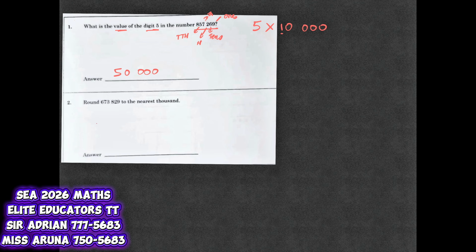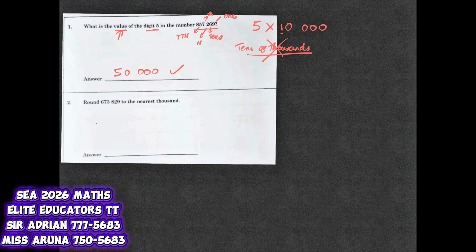So some students might have put tens of thousands. And the reason being is that they mixed up the word value with place value. So you guys see how one word could completely change the answer for a question. So tens of thousands is absolutely wrong, whereas 50,000 is absolutely correct.